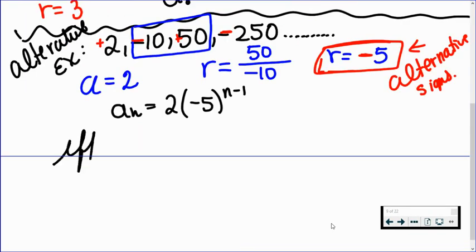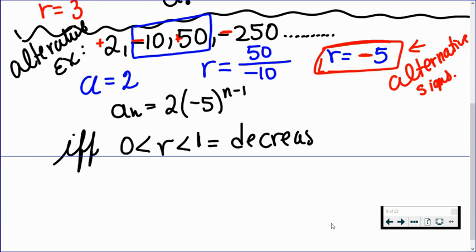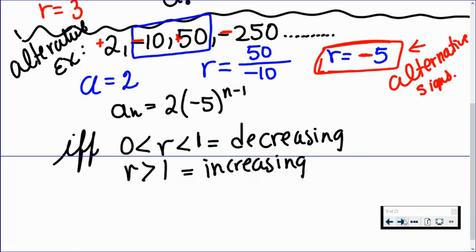If and only if the ratio is in between 0 and 1, we say that the sequence is decreasing, and if r is more than 1, we say that the sequence is increasing. And that, let's make that a rule.